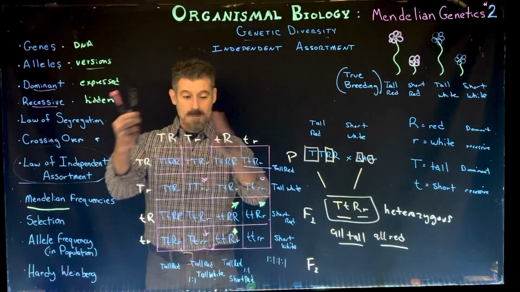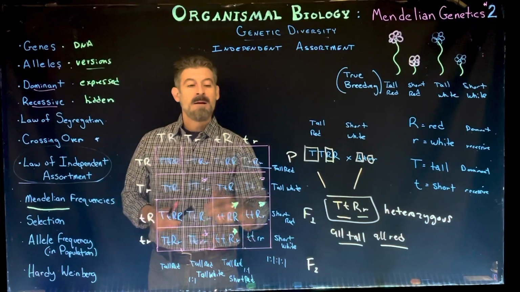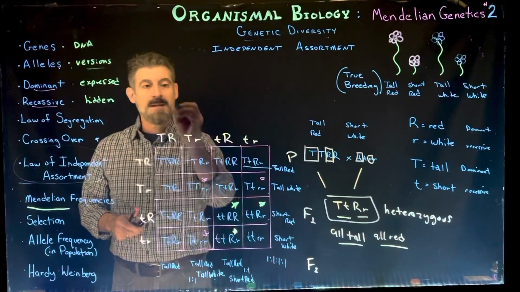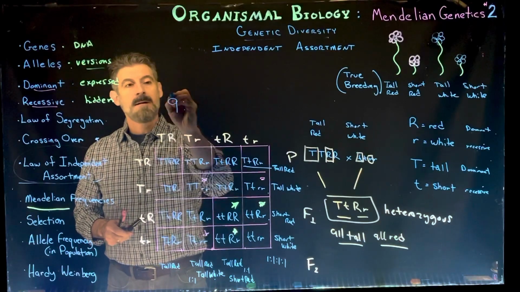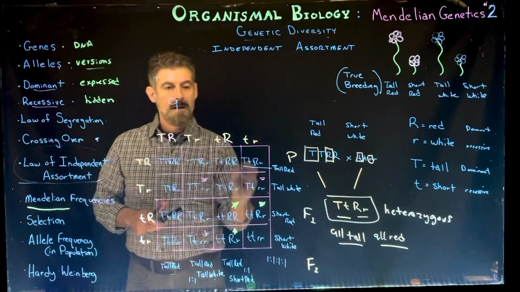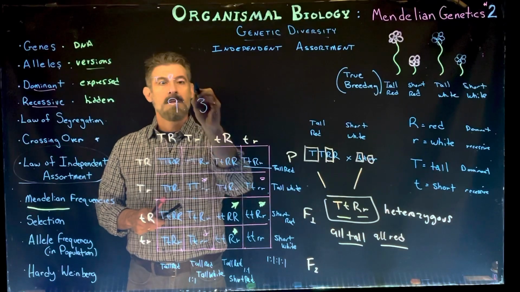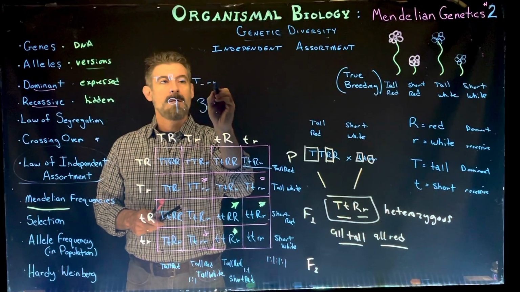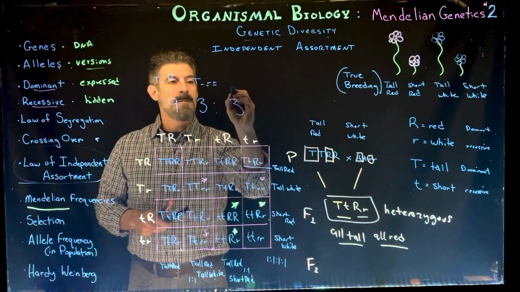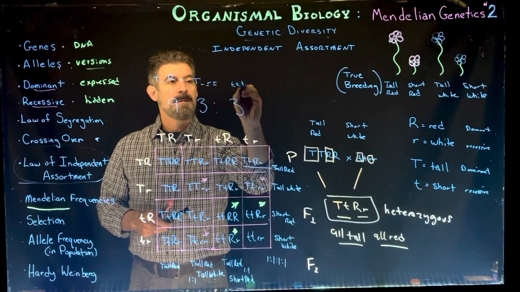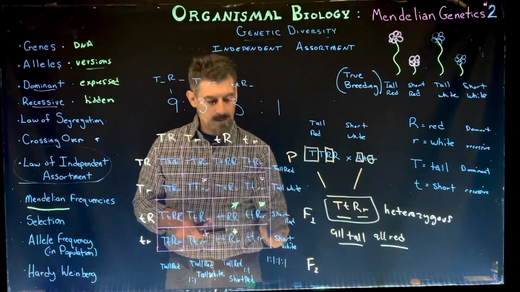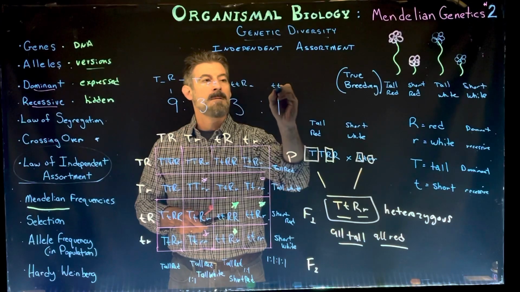If you were then tallying up the whole thing, so there's 16 boxes here, tally up how many tall reds there are, and we go through and count them all, we find out of the 16, there are 9 that are tall red. There are 3 that are tall white. There are 3 that are short red. And then there's 1 that is short white.